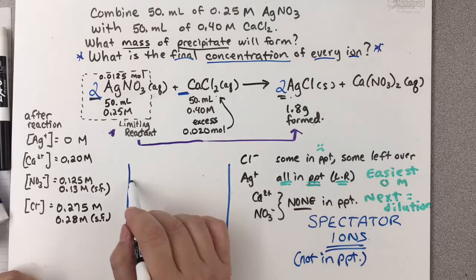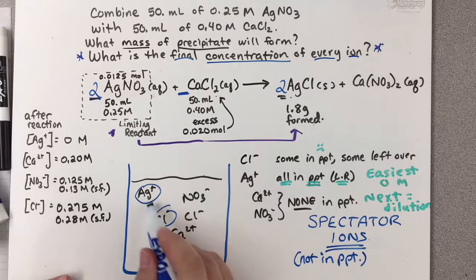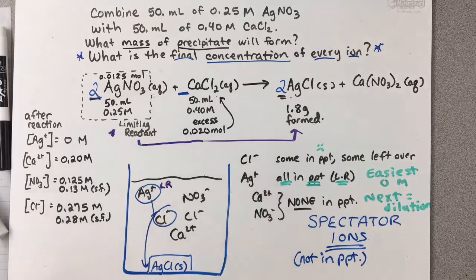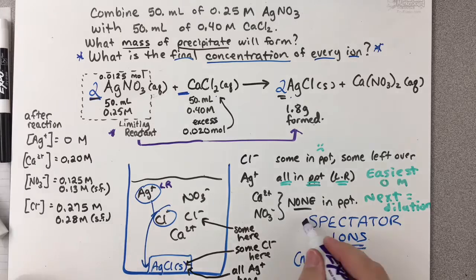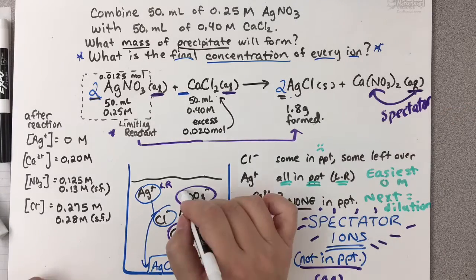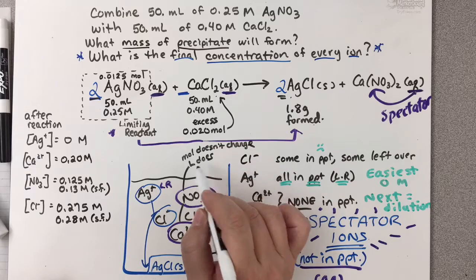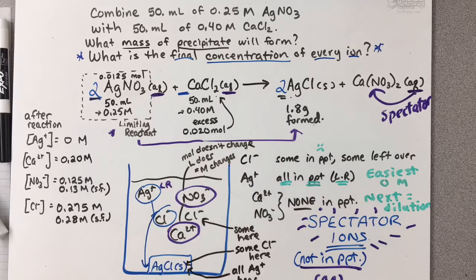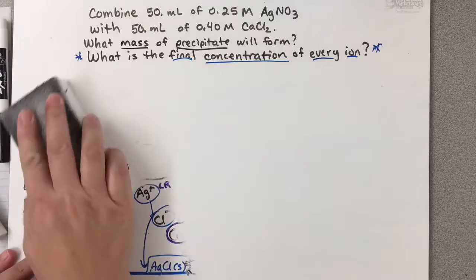In review, the silver ion coming from the limiting reactant ends with a final concentration of 0 because all of it is in the precipitate. The chloride ion, on the other hand, ends with some of it in the precipitate and some remaining in solution. The spectator ions, in this case calcium and nitrate, are aqueous as both reactants and products. The moles of each ion doesn't change, but the volume does, thus changing the molarity.